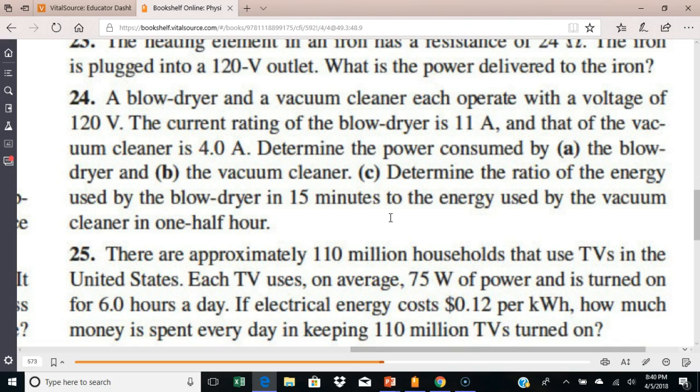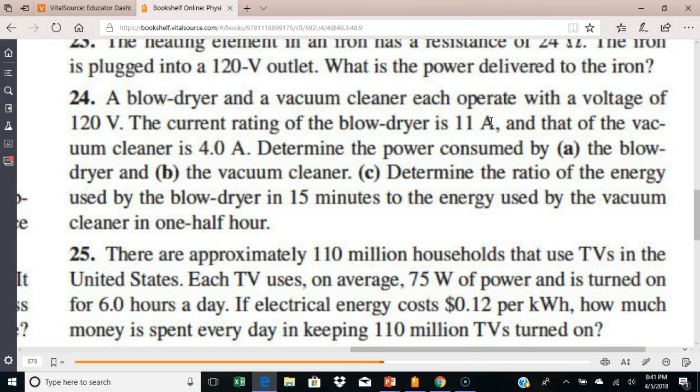So interpret your results here. The blow dryer is using 1.4 times more energy in 15 minutes than the vacuum cleaner. Why is that? Because it has more current. It's using more current, 11 amps versus 4 amps. That's the difference. Blow dryers use a lot more.